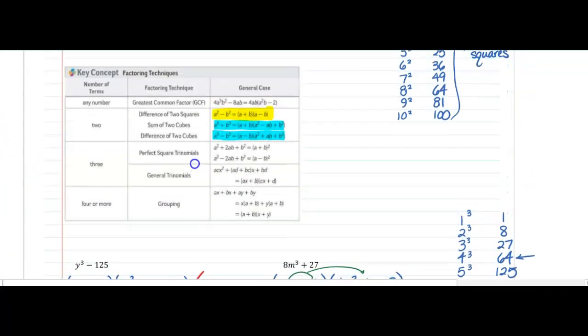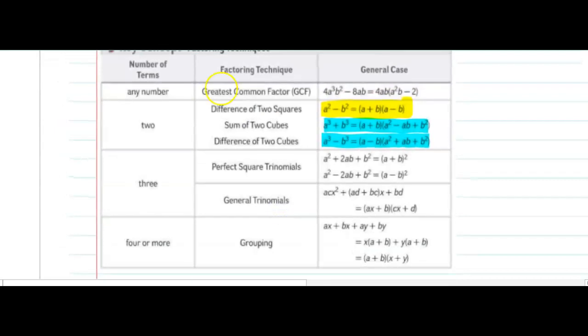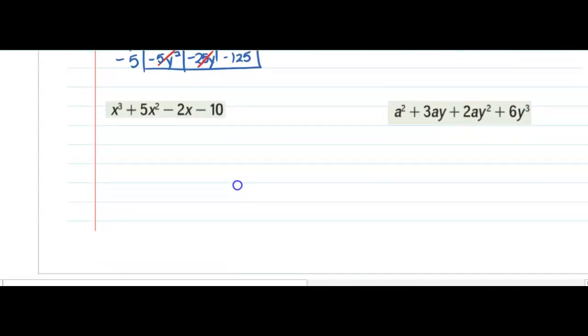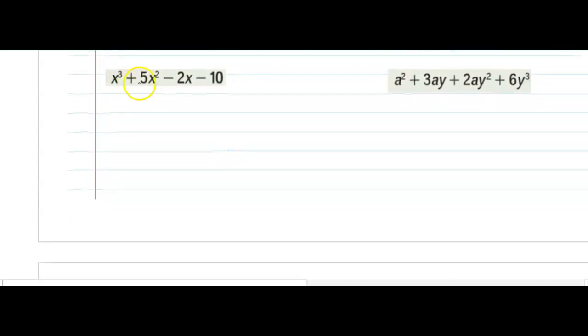All right. If you look at this chart that I have here, we've factored by using a greatest common factor. We used some special formulas. We've factored general trinomials that have 3 terms. But what happens when there's 4 or more terms? That's when we need to use grouping. Notice in this next example, there's not one number that I can divide all 4 terms by. I can't divide them by 2, I can't divide them by 5. There's not a number. They don't all have an x.